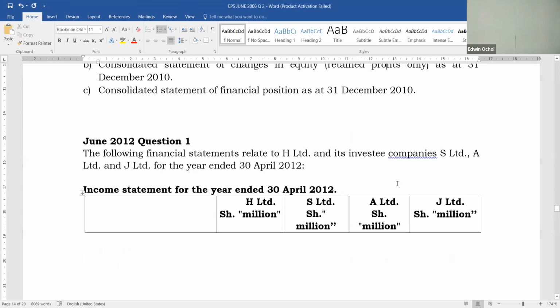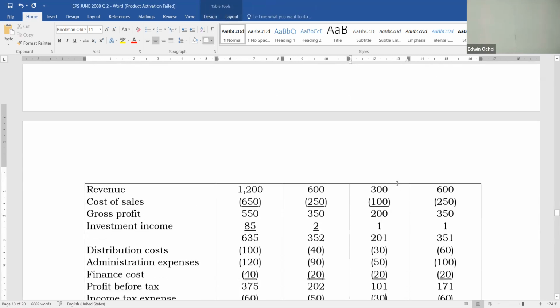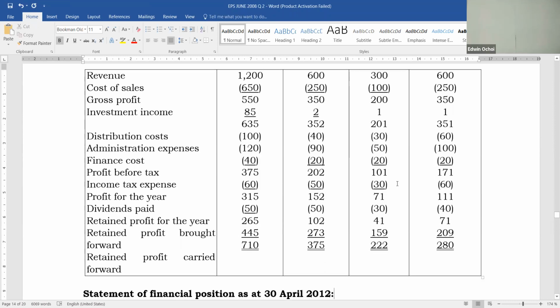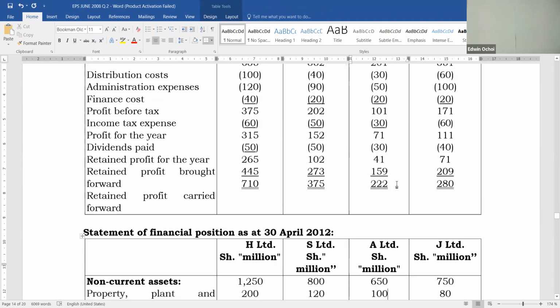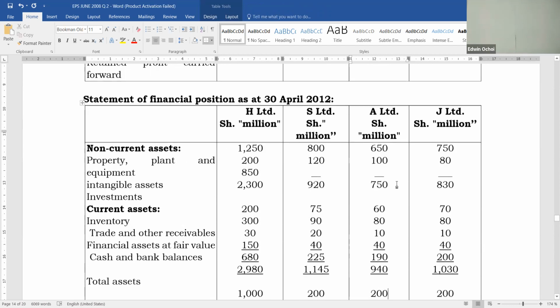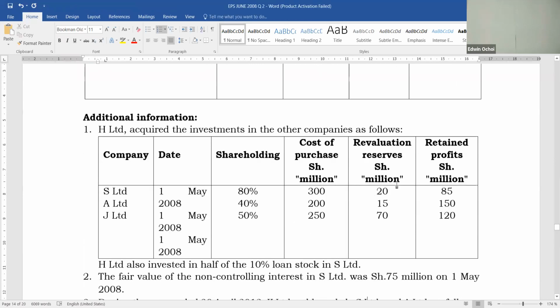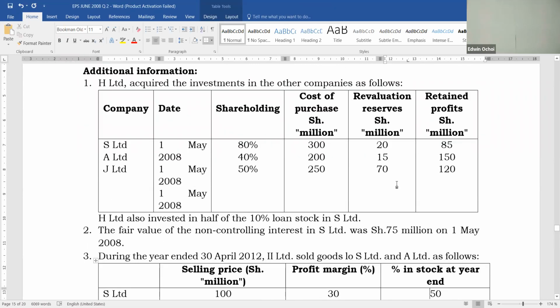So these are the relevant statements, the income statement. We don't have to read these items; it's just incomes and expenses. Then the statement of financial position is assets and liabilities, including equity items. The additional information is my area of concern.